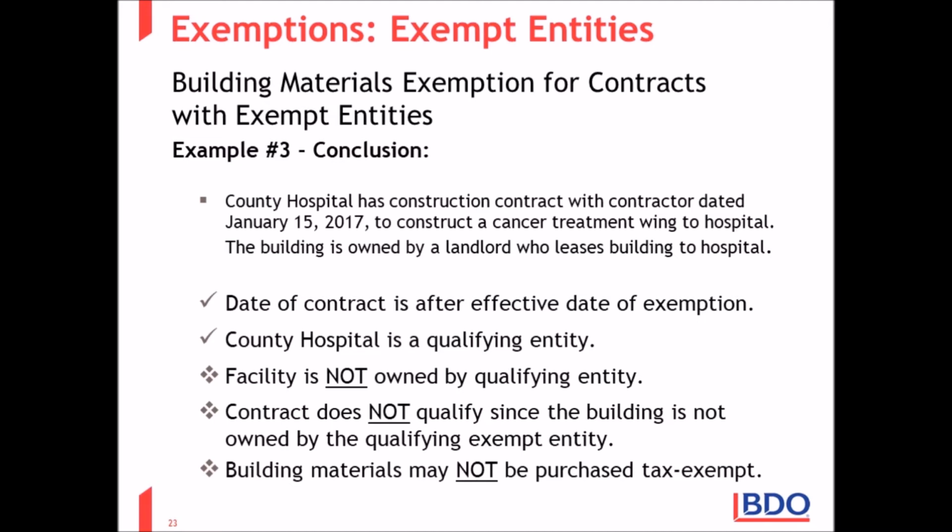So this construction contractor would have to pay sales and use tax on the materials used to construct this hospital wing. And that one could be a little tricky because let's say you're contracting with the hospital who could be a tax-exempt entity, but you don't know that the building is owned by a third party. So in this instance, you almost have to go take another step to verify who owns the building because you might be getting paid by the hospital. They're contracting with you to do the leasehold improvements, so you think on the surface that everything's exempt, but in fact, that wouldn't be the case because the building is owned by a third party.